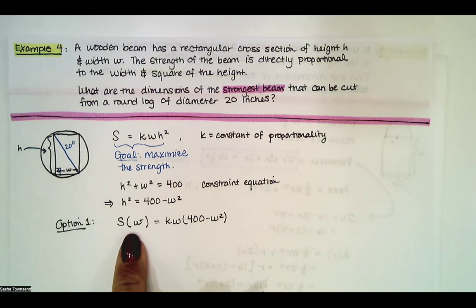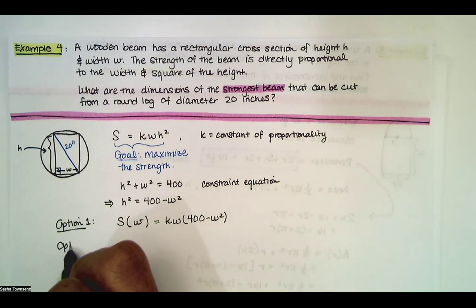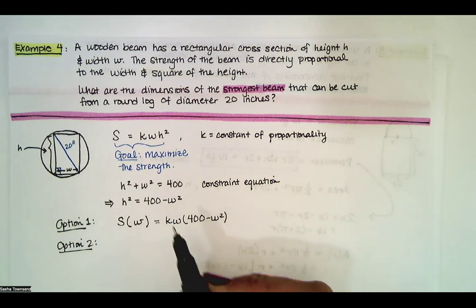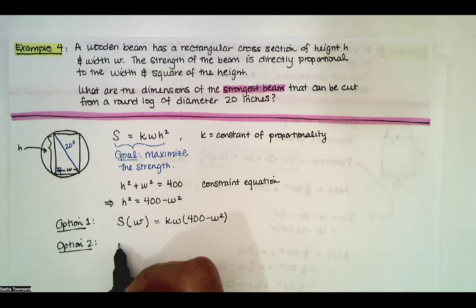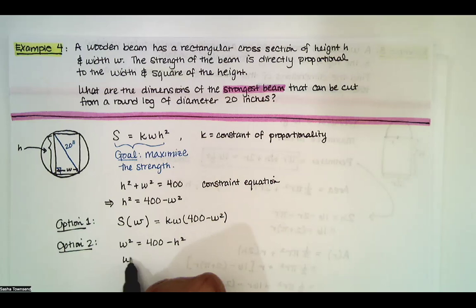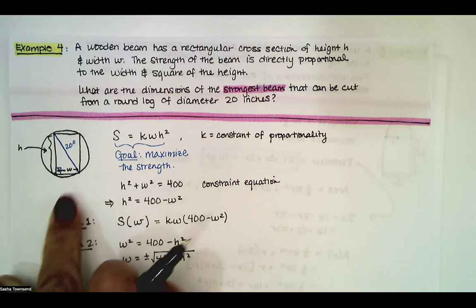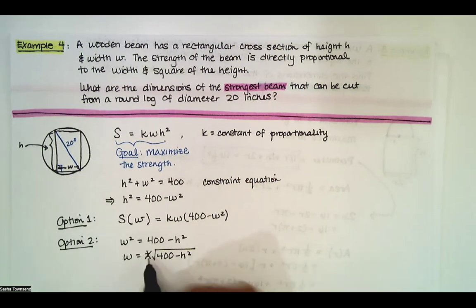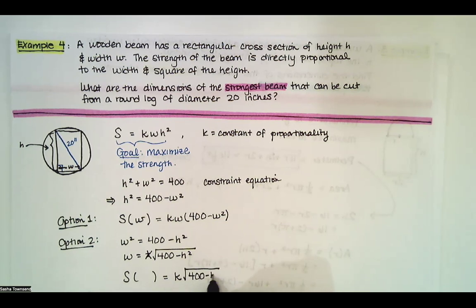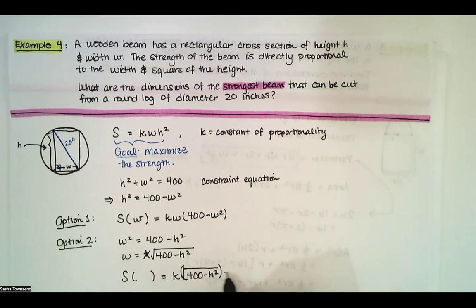Option 1 is to write S in terms of w. Option 2 would be to write S in terms of h. So then I would need w as a function of h. Well, w squared is 400 minus h squared. And w would be plus or minus the square root of 400 minus h squared. But since we're talking about a width, we're going to use the positive one only. In that case, S would be a function of h. And we'd have k times the width, which is the square root of 400 minus h squared, times h squared.